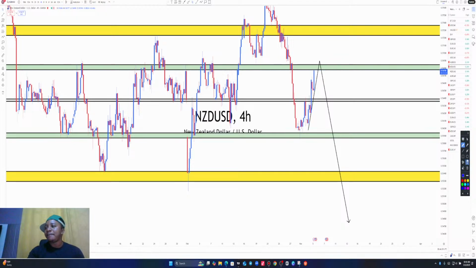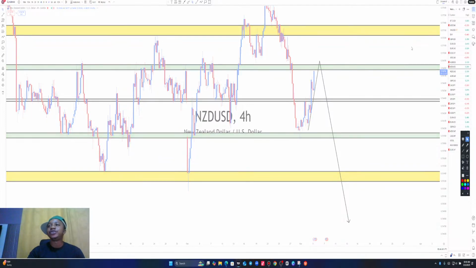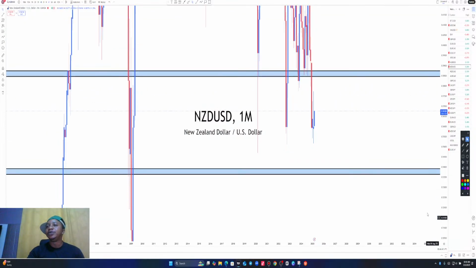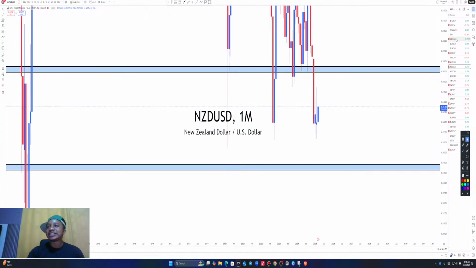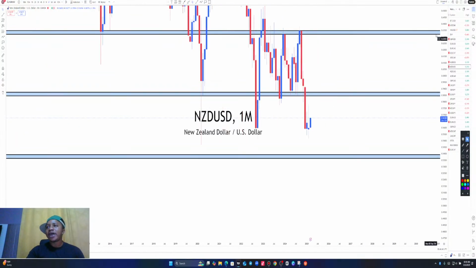So let's go through it again on NZD USD from the monthly time frame all the way back to the 4-hour time frame, and then we prepare for our final touch on this pair. All right. So NZD USD, let's take it all the way to the monthly time frame to begin with the monthly analysis. All right, so this is NZD USD on the monthly time frame.